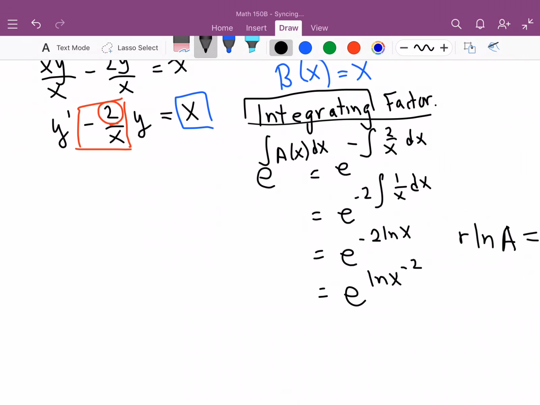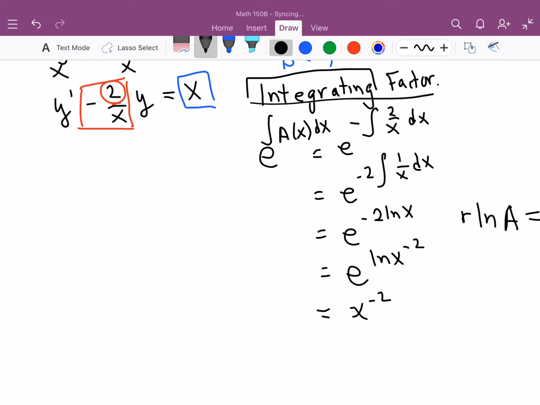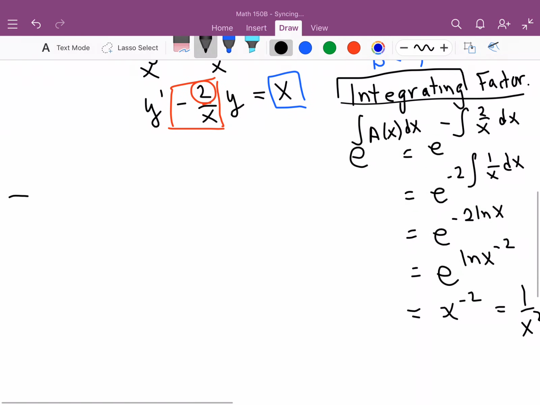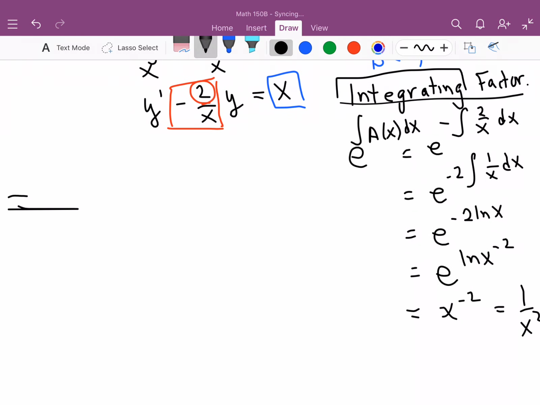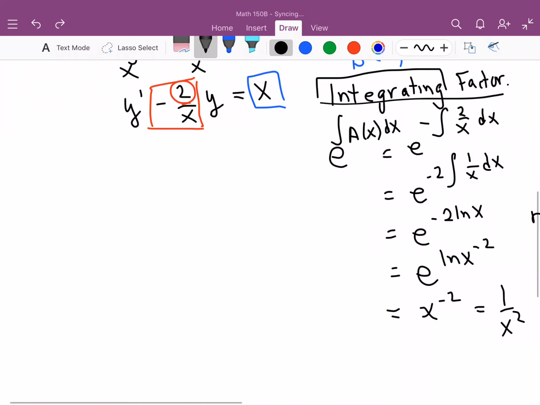And so now this is equal to x to the negative 2. This part you guys sort of do remember. Or if you want, 1 over x squared. All right, so now you've computed the integrating factor. So now we go back to my differential equation. Let me rewrite it because it looks ugly now, but I have y prime minus 2 over x, y equals x.